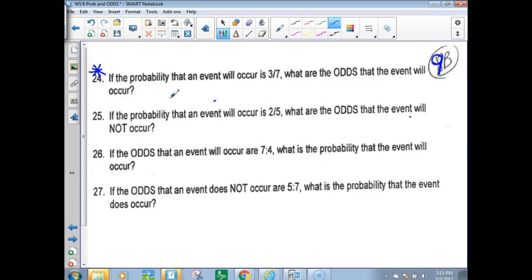If the probability that an event will occur, okay, really, guys, it's been really obnoxious today.